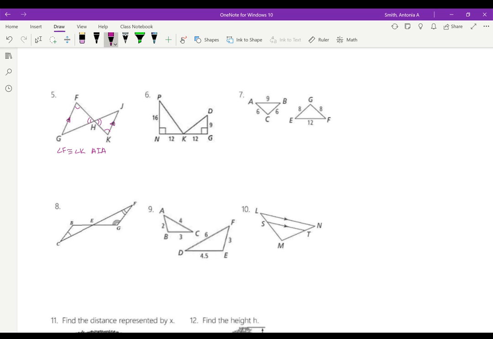So, are these similar? I know 2 sets of angles are congruent. So yes, these are similar by angle similarity. So my similarity statement would be triangle FGH, and the order of the first one doesn't matter, is similar to triangle KJH. Now I want to match. And there's our answer.